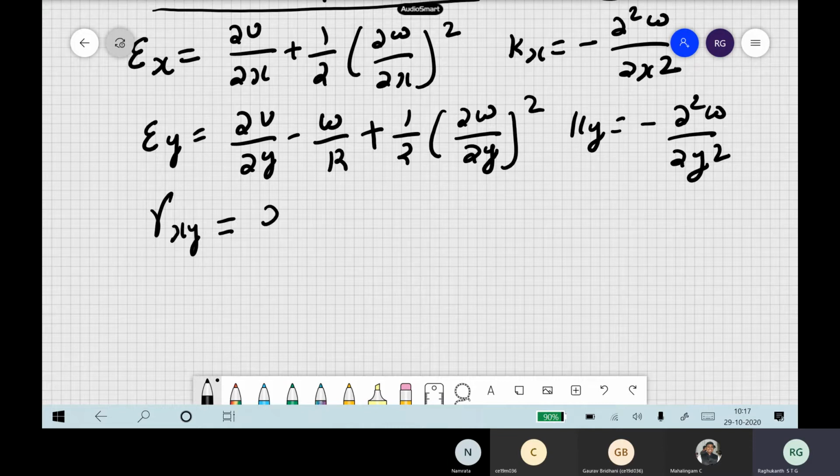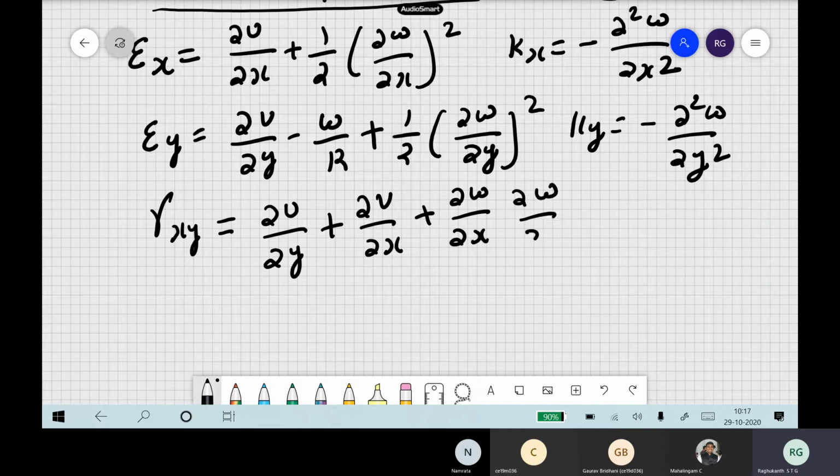So gamma x y: dou u by dou y plus dou v by dou x. Only this we wrote for the previous linear theory. Now you have to include dou w by dou x, dou w by dou y, and then this curvature k x y will come also, so minus dou square w by dou x dou y. So all these terms have to be included in the calculations. So the equations become a little bit complex, but we can write the equations like this. We will not go into great detail, we will just write our equations now.